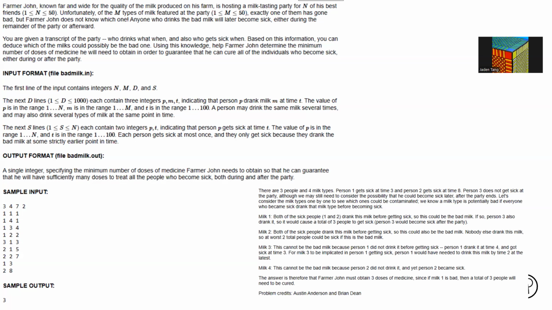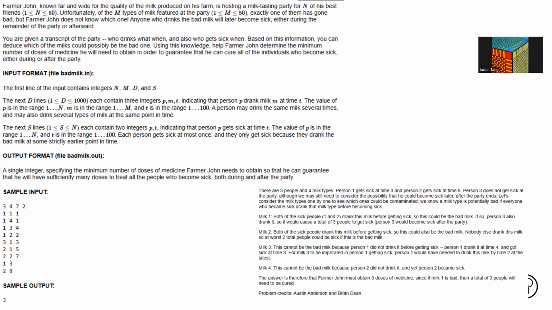Anyone who drinks the bad milk will later become sick, either during the party or during the remainder of the party afterwards. We are given a transcript of the party, so who drinks when, as well as who gets sick when. Based on that information, we can deduce which milks could possibly be the bad one and which ones cannot. Using this knowledge, we can help Farmer John determine the minimum number of doses of medicine he would need to buy in order to make sure that all the individuals who could possibly become sick during or after the party are healed.